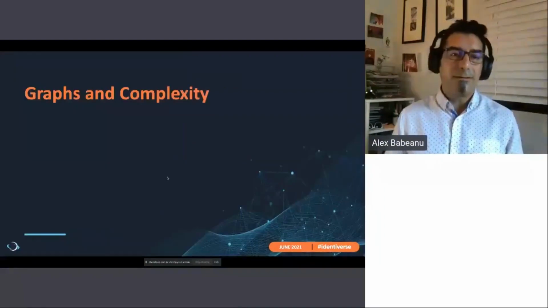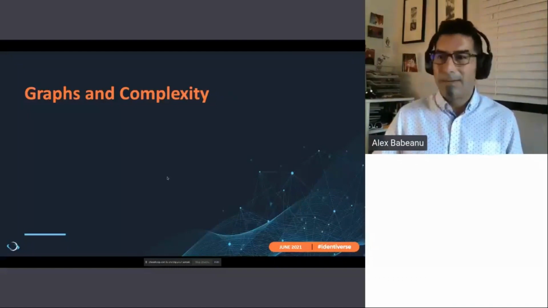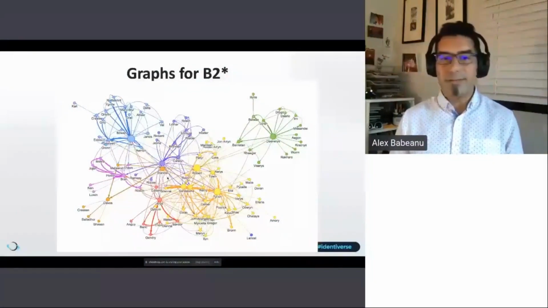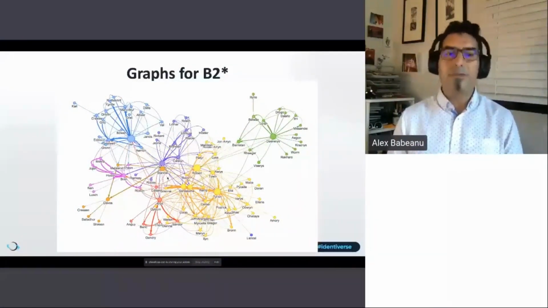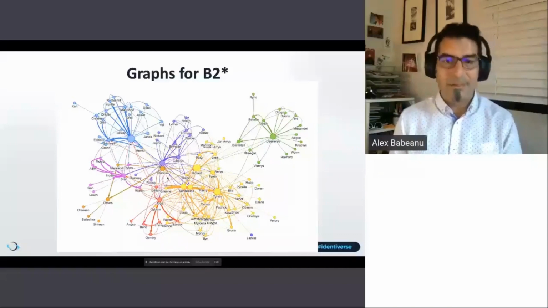So how then do graphs tackle our two problems of complexity and volume? Let's have a look at complexity first. Here's an example of a graph. This is a graph representing Game of Thrones. It actually represents the relationships between the various characters in the Game of Thrones series. Whether you like the book or the TV series, these are the characters.